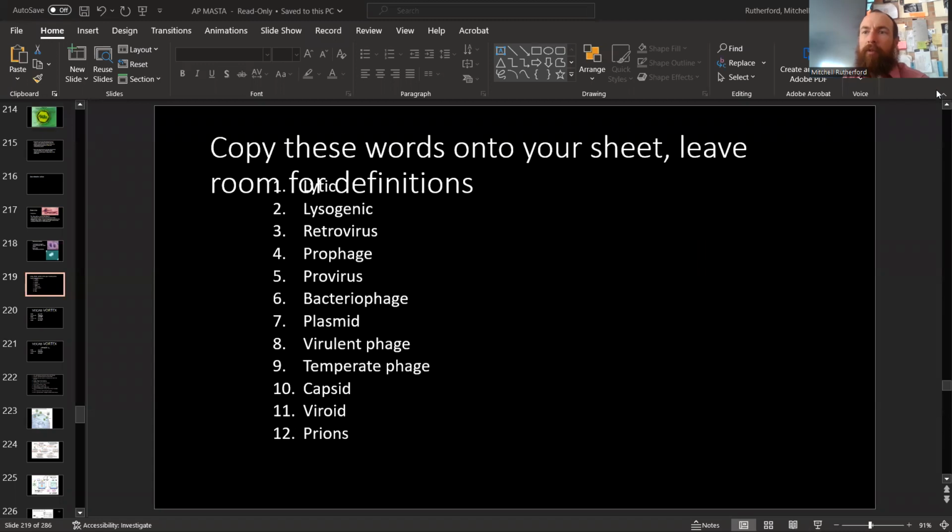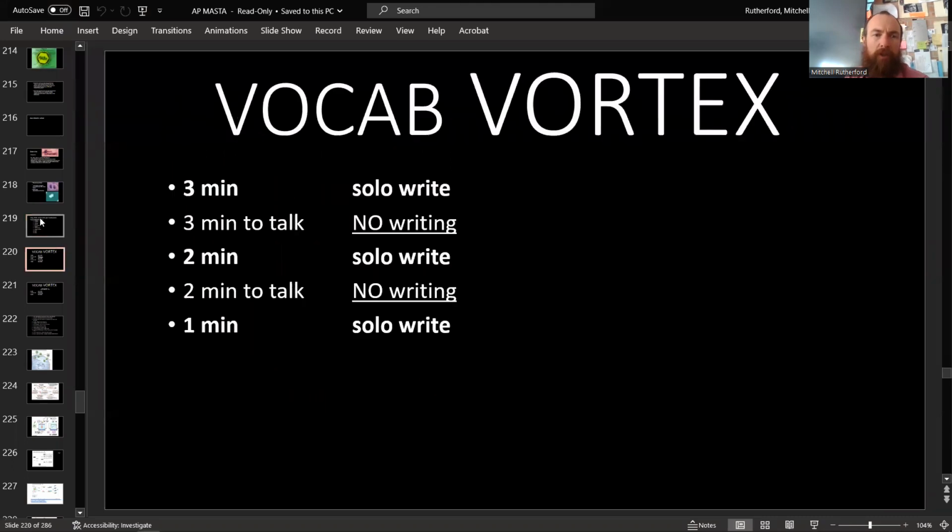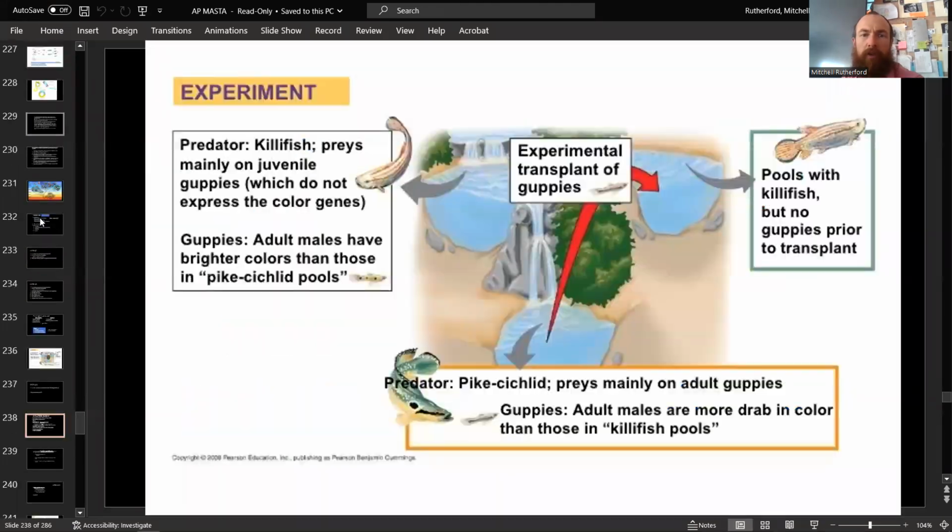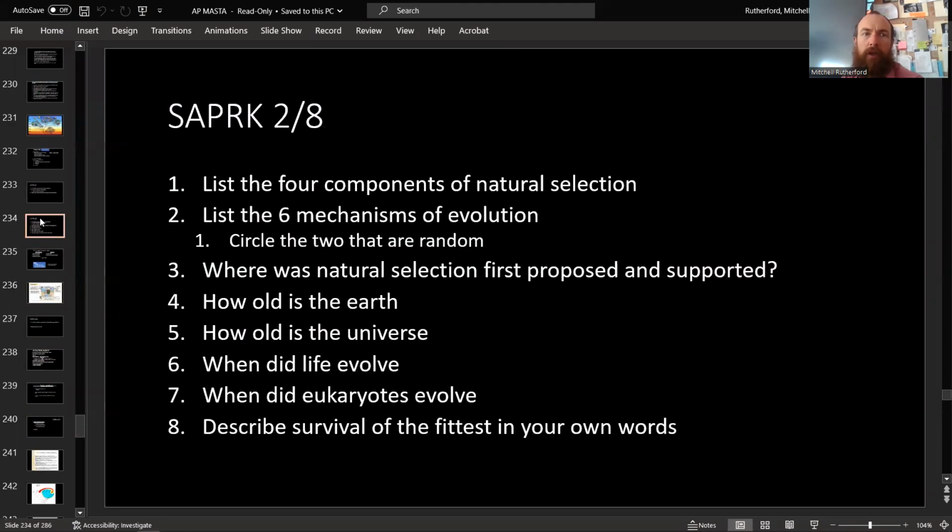So where's my share screen thing? That's that button right there. Okay, all right, cool. So I'm going to start us here. I'm not going to do viruses on this one. We're going to start with evolution.